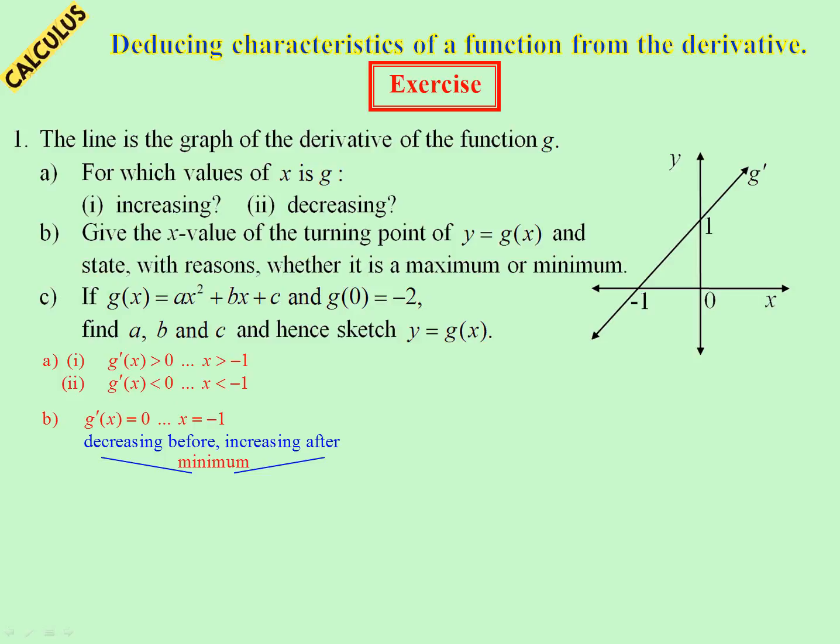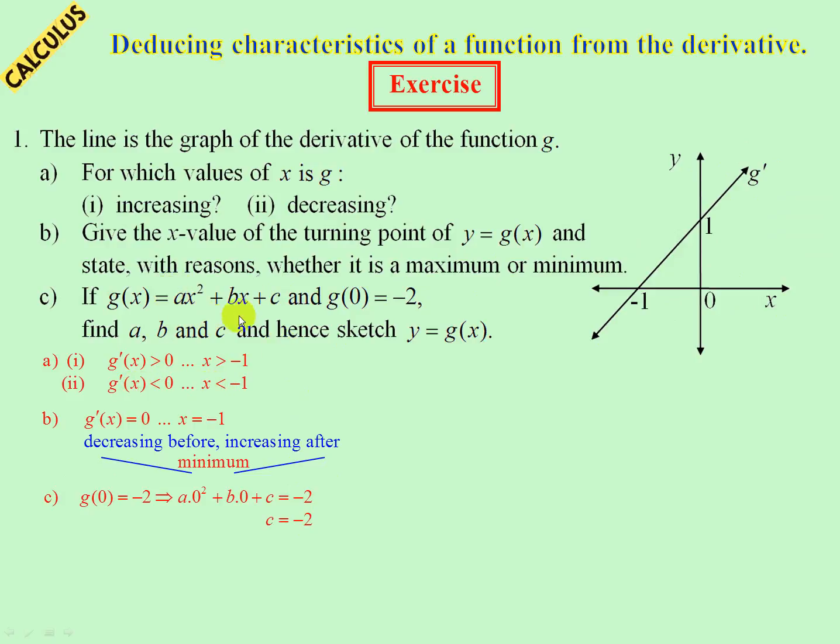Now we have to find a, b, and c, where g of 0 is -2. Now we are going to use the y value there. You'll see why in a moment. But g of 0 equals -2 is the easiest for a start, because if I substitute that, it gives me that c is -2. We've been given the y-intercept of the original graph. Now, we know nothing else about the original graph. We only have facts about the derivative.